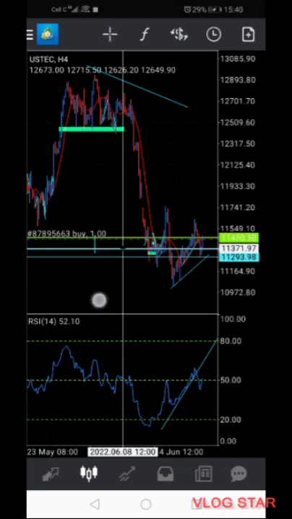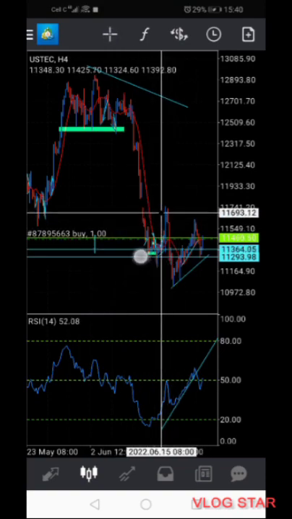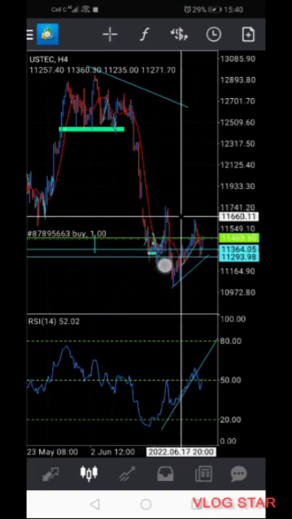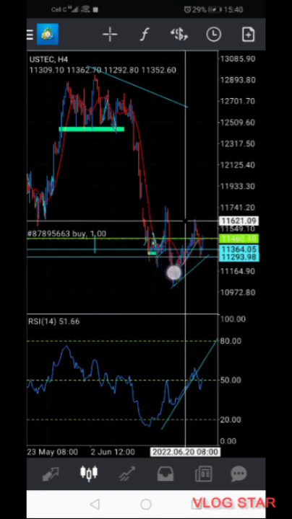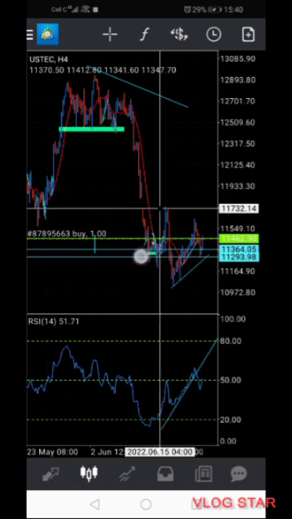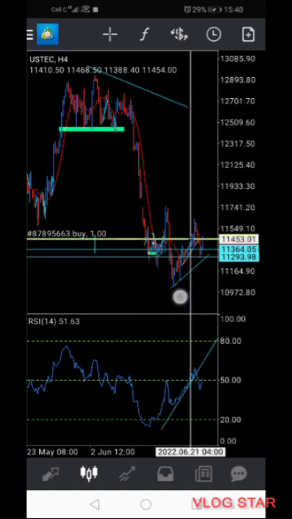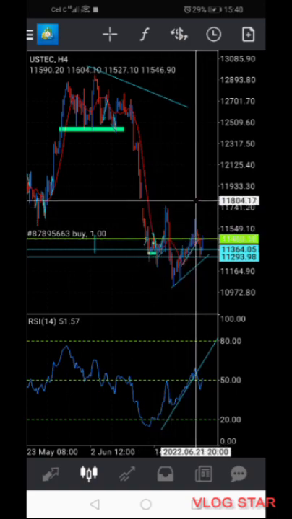You can see yesterday we almost hit our target. I think we set our target somewhere around here. We almost hit our target. It just turned around right before getting there. It got into the same zone but didn't touch the exact resistance level. So we'll see. Maybe today we'll go all the way up.